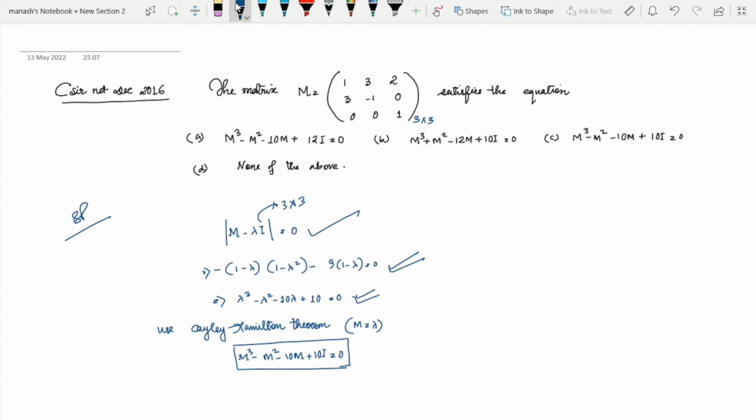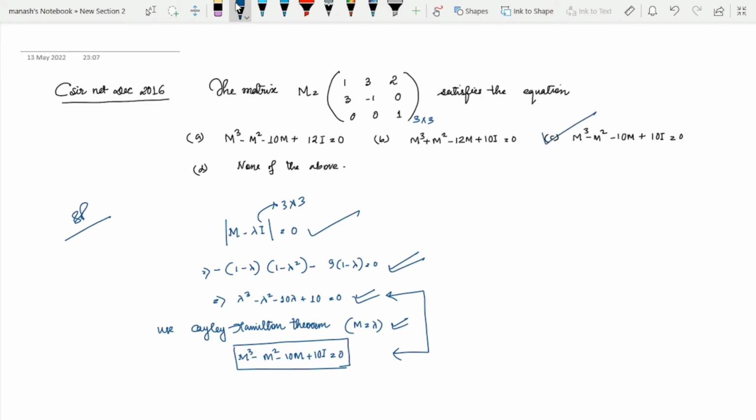But you can use the Cayley-Hamilton theorem because in the options the answer is in M, and if you replace lambda by M using the Cayley-Hamilton theorem, then you will get M cube minus M square minus 10M plus 10 into I. There is nothing there, so I am replacing 10 into I. So these two equations are similar, just replaced lambda by M. So C option is the correct option.